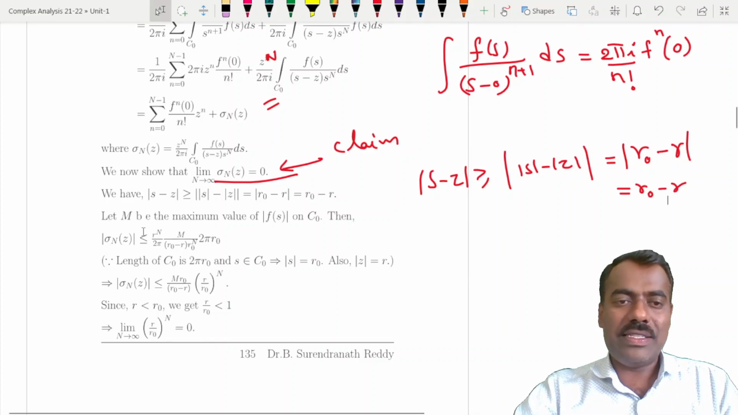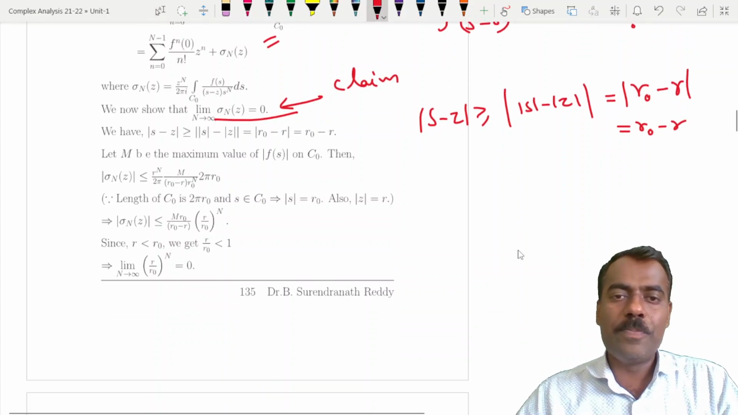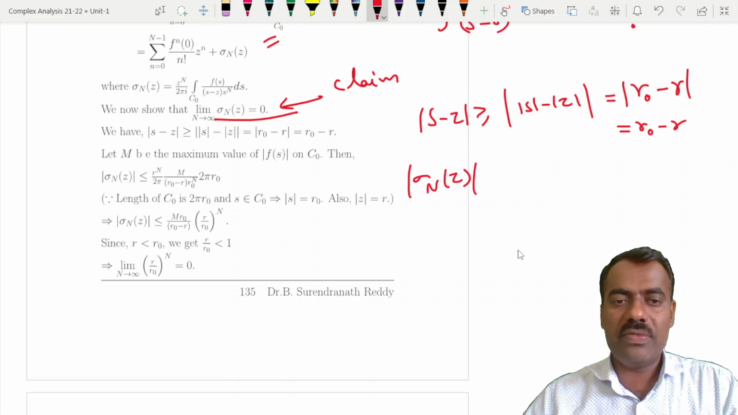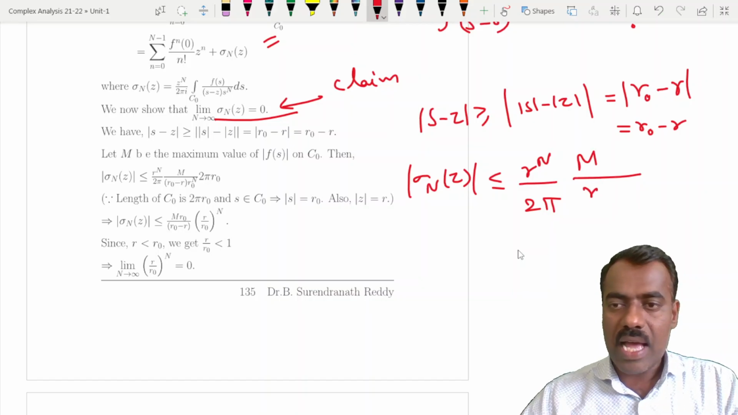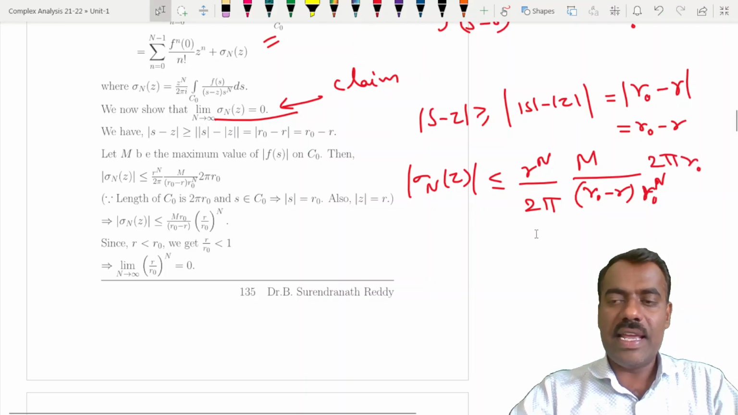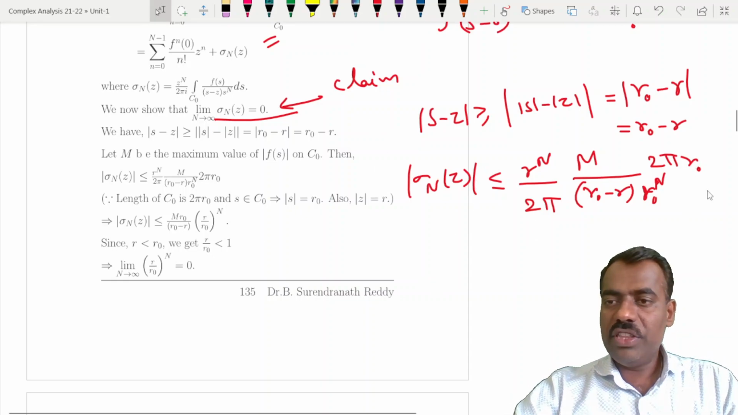And suppose M is the maximum value of f of s, because it is analytic, it attains its maximum value. Then what we are getting here is mod sigma n of z is less than or equal to r power n by 2 pi, M by (r naught minus r) whole power, into r naught power n, into 2 pi r naught, because 2 pi r naught is the length of that contour, which is the circle with radius r naught.